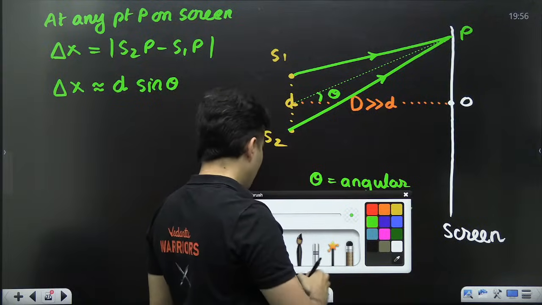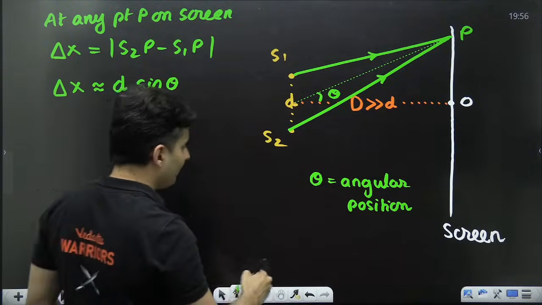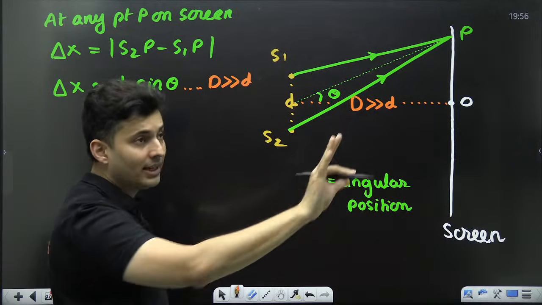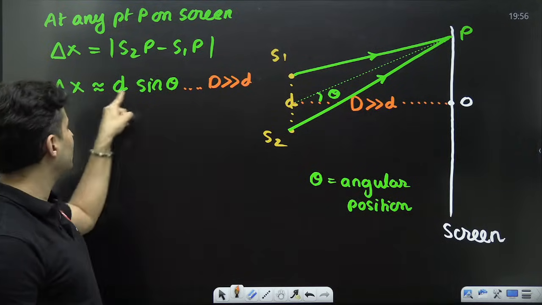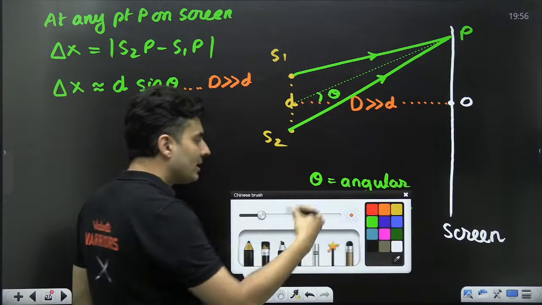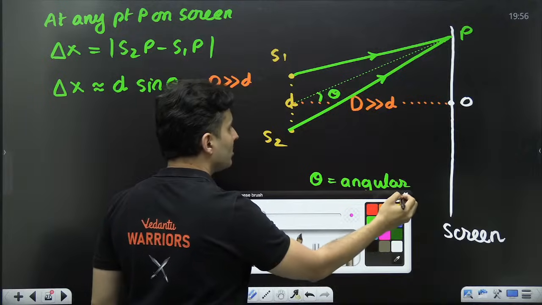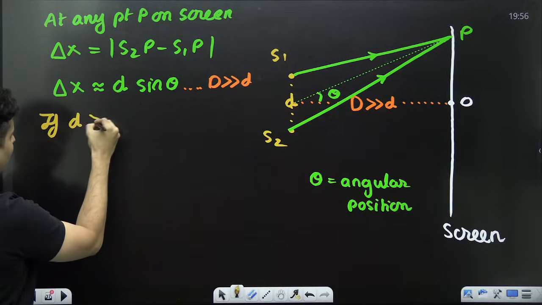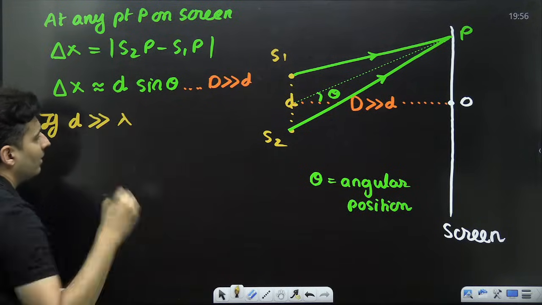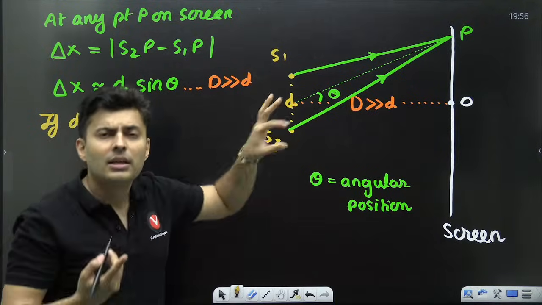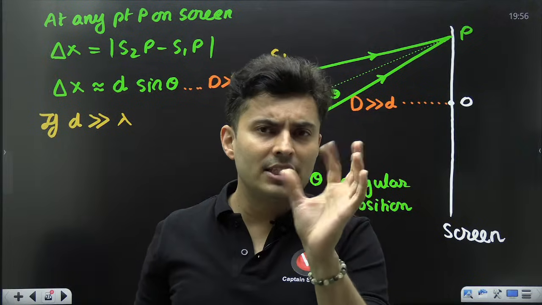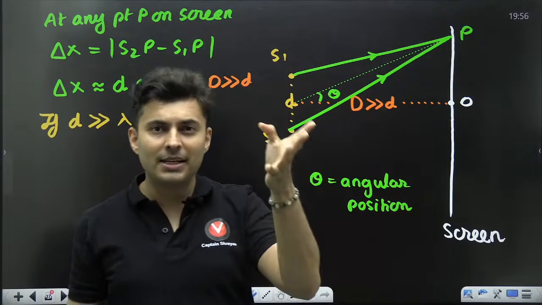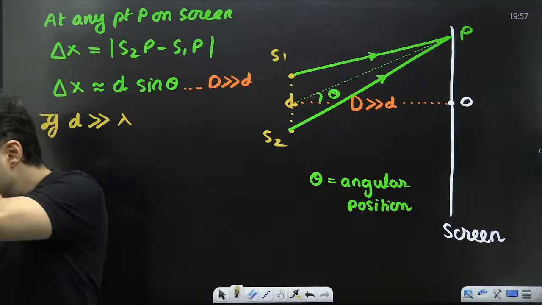Now this is true if and only if capital D is much larger than small d, which is usually the case. Only then does this approximate value work. Now, the next approximation, not many people know this. Observe this carefully. If small d is much larger than lambda, meaning the distance between the slits is much higher than the wavelength. Wavelength is in Angstroms or nanometers. The distance between the slits is in millimeters. So millimeters is much larger than Angstroms or nanometers. Then what happens?